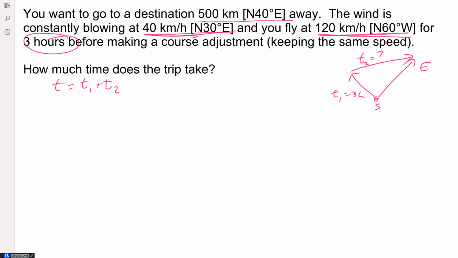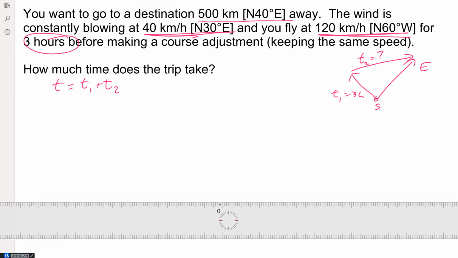So in order to solve T1, I need a little more information about my first motion. So let's draw a scale diagram. Now your scale is going to be different than mine because we're working on a different piece of paper, but I can see on my screen that with 40 kilometers an hour and 120 kilometers an hour, I should be able to do a scale of 1 centimeter is equal to 10 kilometers an hour. And really what I see this as is my first motion of where do I go?